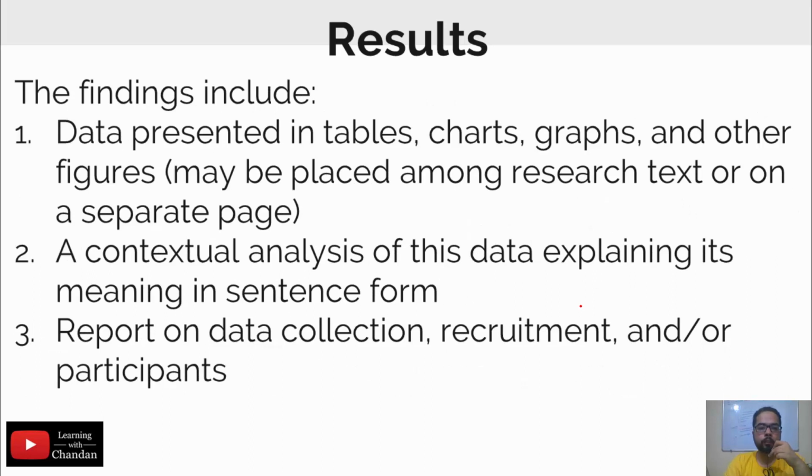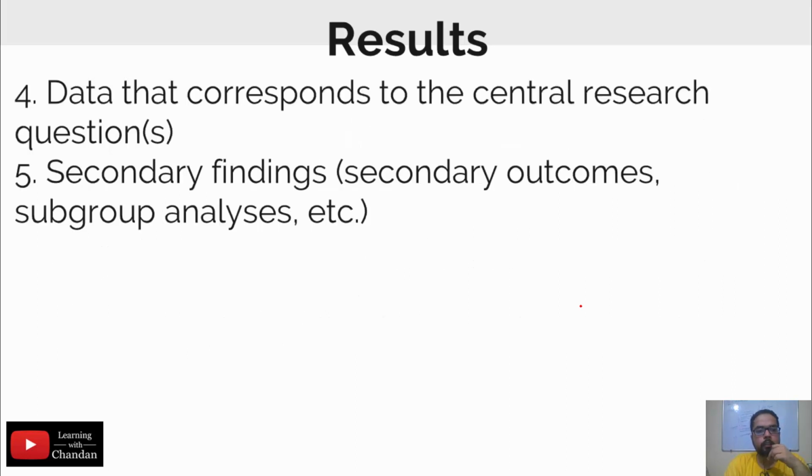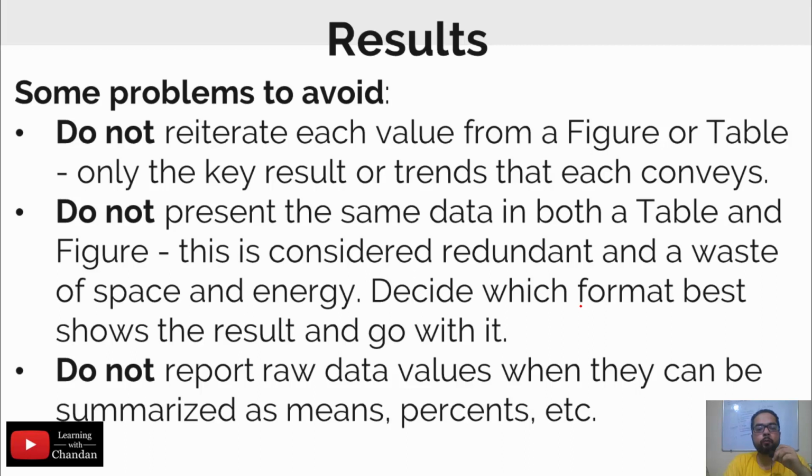Now, what we can include is the data in the table, the contextual analysis of this data, and the report on data collection. These things are what you can include in this section, along with the data that corresponds to the central research questions and the secondary findings. So what not to put in the results section?